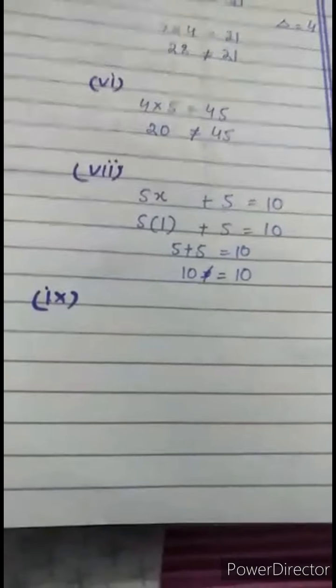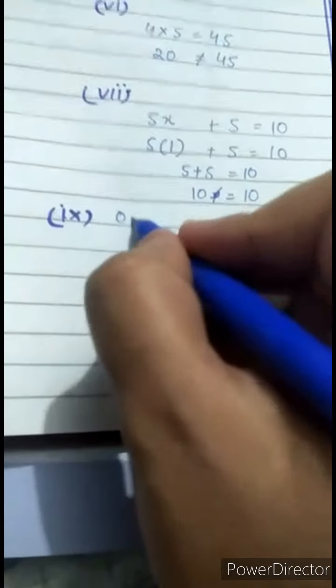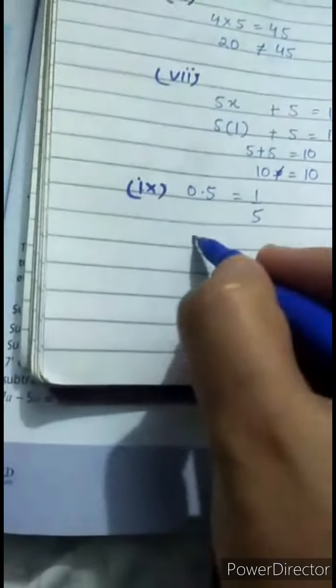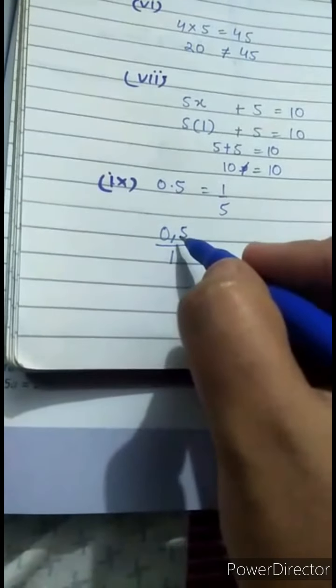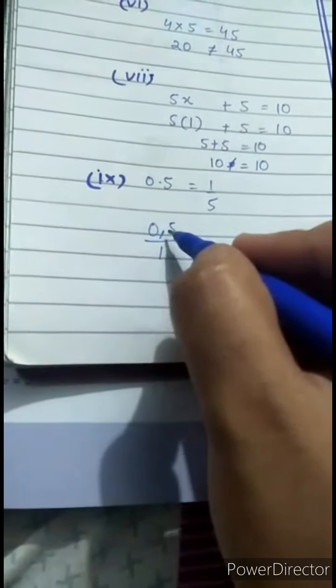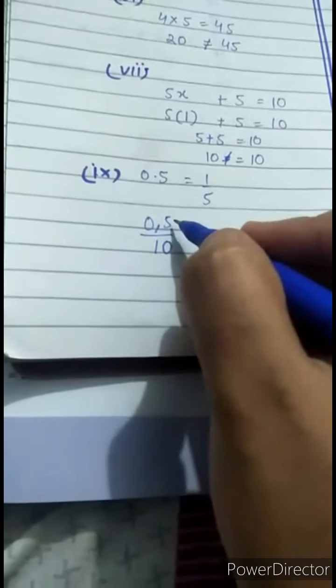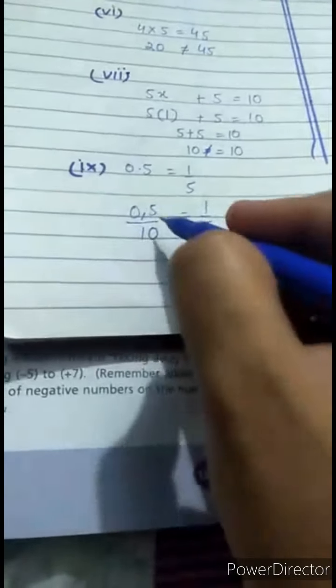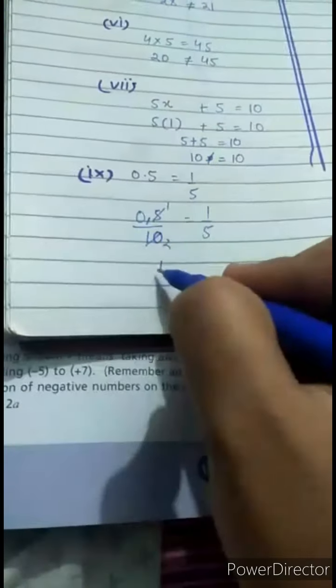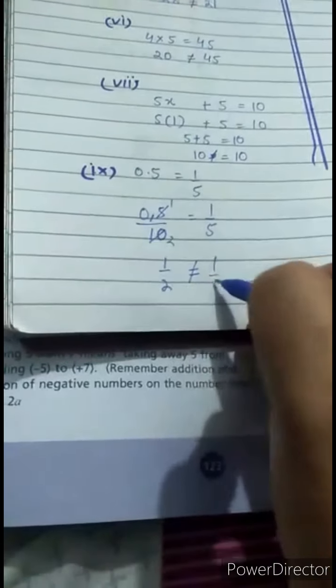Let's do this. So question number 9 is 0.5 equals 1 by 5. Let's solve this first. 0.5: we will cut the point and place 1, and as many digits as come after the point, we place that many 0s under it. So 5 by 10 is equal to 1 by 5? Let's see. 5 ones are 5, 5 twos are 10. 1 by 2 is not equal to 1 by 5. So this statement is also false.